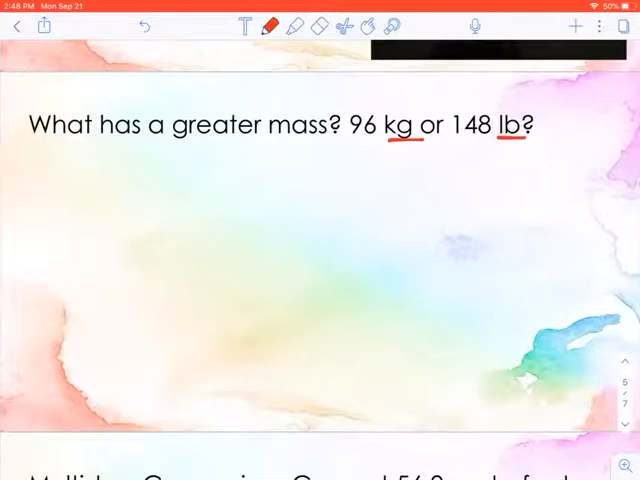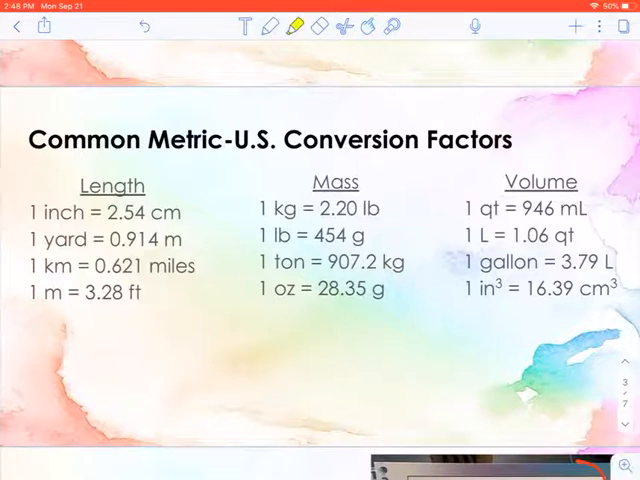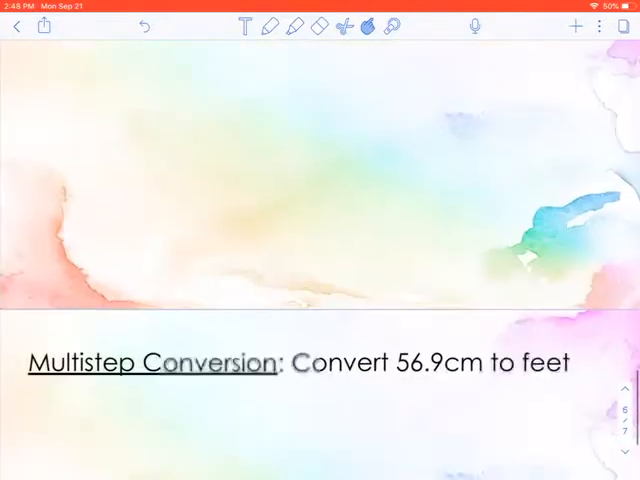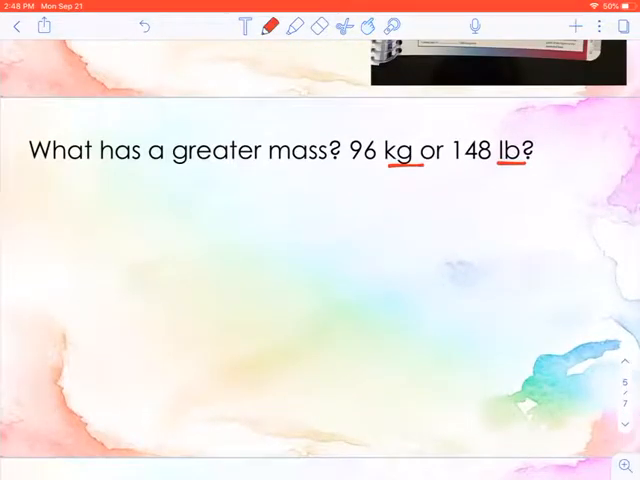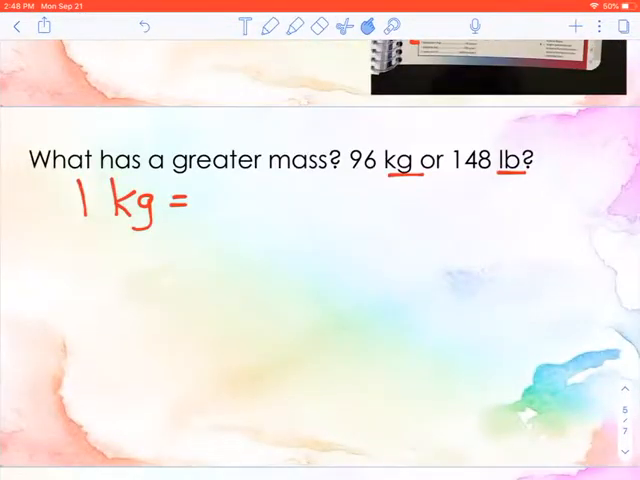So if we're looking at kilograms and pounds, if we go back to those conversion factors, which one would we be able to use? 1 kilogram is equal to 2.20 pounds. So I'm going to write that down on my next slide so I don't forget. So that was 1 kilogram equals, and I literally just forgot what that was, 2.20.